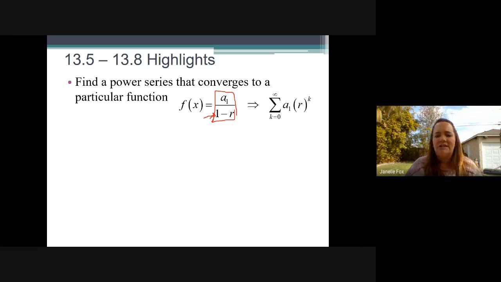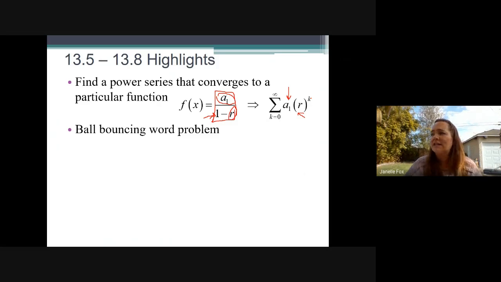And then basically it's just a matter of pulling the numbers. This a sub 1 is just going to be this a sub 1 right here. And then whatever this common ratio is right here, you just put it here. For these, you do the sigma notation from k equals 0 to infinity and do it as a power of k right there. Very, very simple.